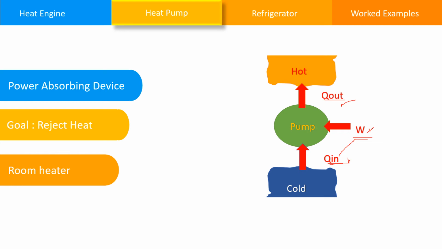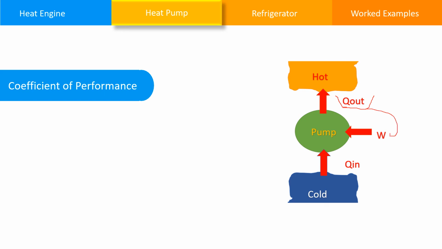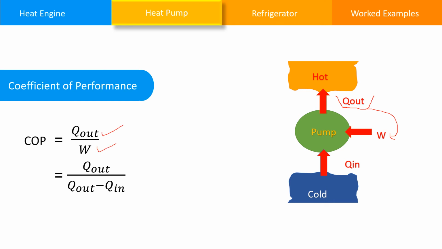Now we don't define efficiency for it. Instead we define a coefficient of performance. So what is the performance of a pump? What I have as an output, the desired effect, is heating a hot reservoir. So Q out is my desired effect divided by my input. This is my desired effect, this is what I have paid for. Again, by energy balance, W can be written as Q out minus Q in. So the COP formula for a heat pump is Q out upon Q out minus Q in.